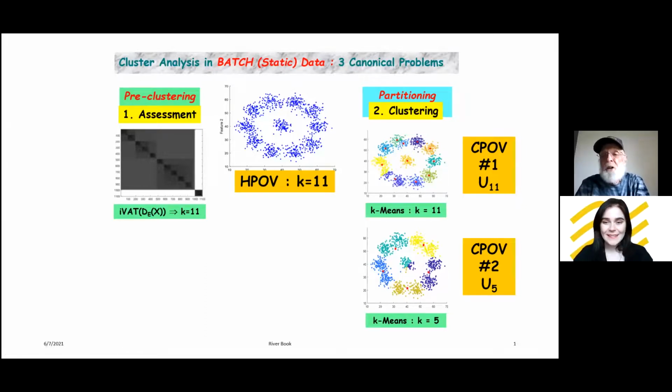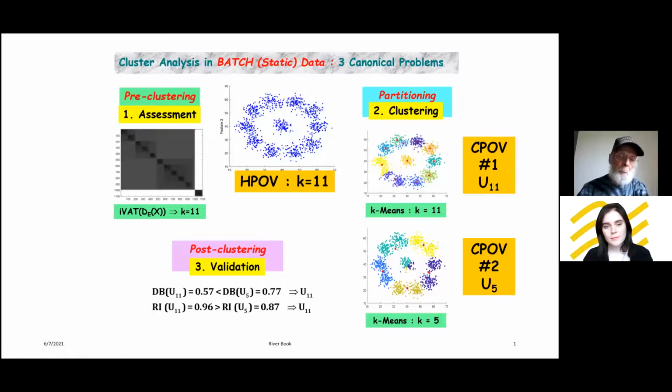Yeah. Totally. So what do you do about that? Well, if you're in 2 dimensions, you'll look at this picture and say, well, I can see that this is right and this is not right. But with data in 4 dimensions, and by the way, most data is in 4 dimensions or more, you're stuck. You have to resort to what we call cluster validity indices. Here are a couple. The Davies-Bouldin index tells you to choose U11, that's this partition here. The Rand index tells you the same thing.